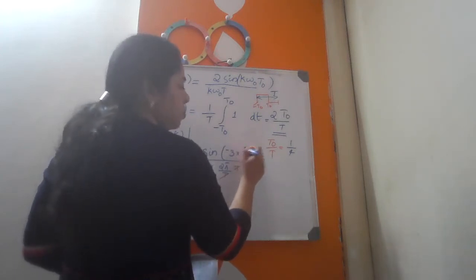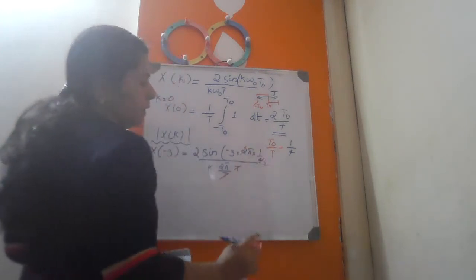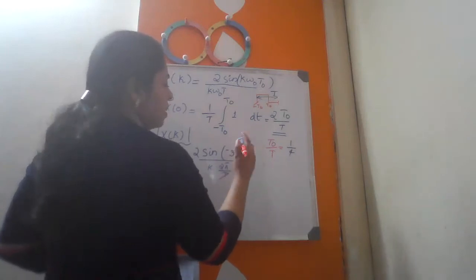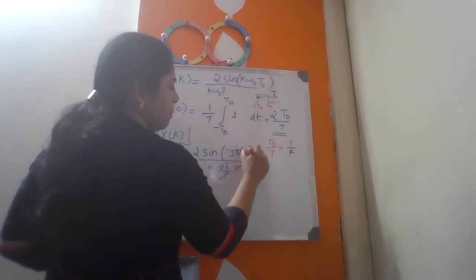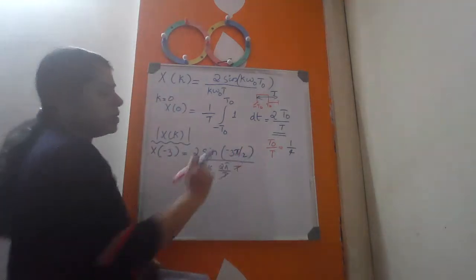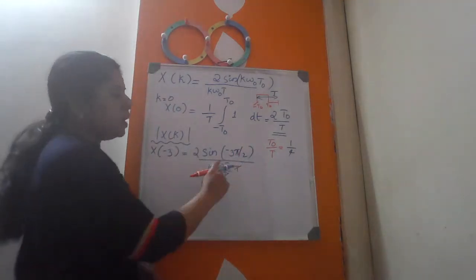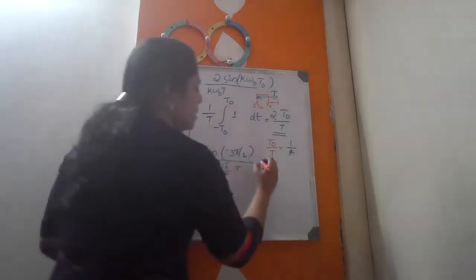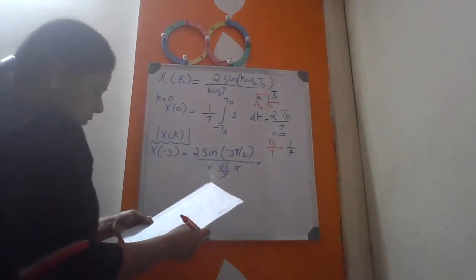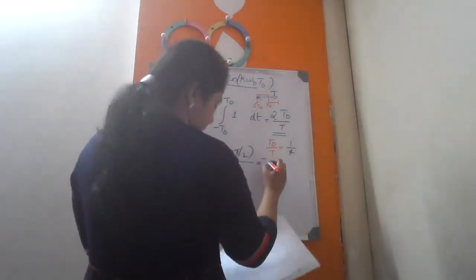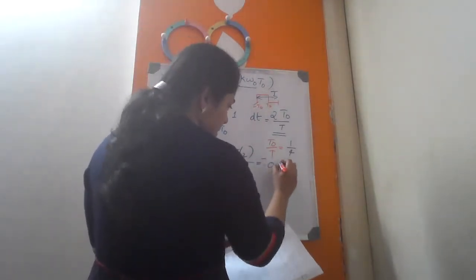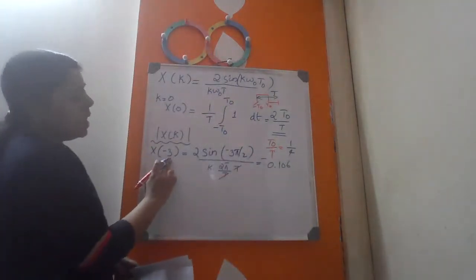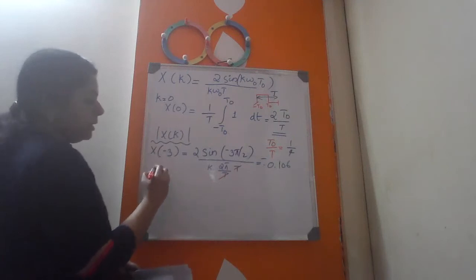Then this 2 and this 2 here, this thing will get cancelled. So I'm getting it as 2 pi by 2. Okay, this is what I'm getting. Now if you are calculating the value of this, I'll get it as x of minus 3. I'm getting it as minus 0.106. This is what I'm getting for k equal to minus 3.